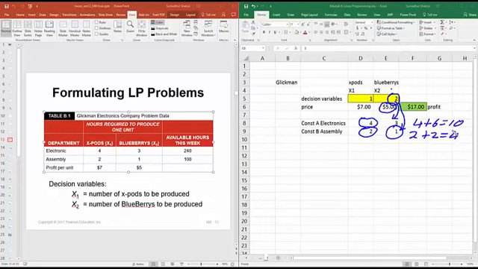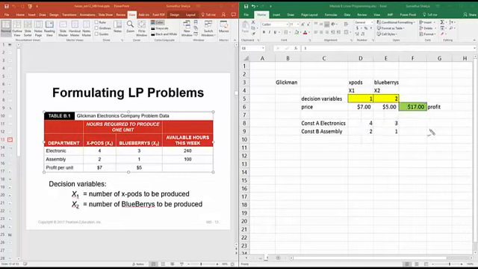Okay, so since we want to keep changing these numbers x1 and x2 such that the profit is maximized, and these two numbers stay less than or equal to the 240 and 100 hours respectively that are given to us.